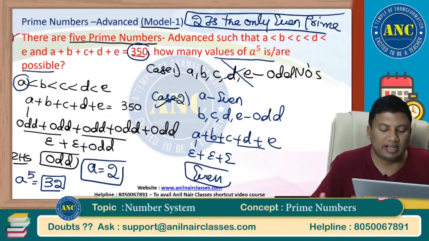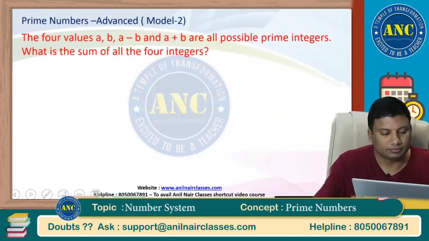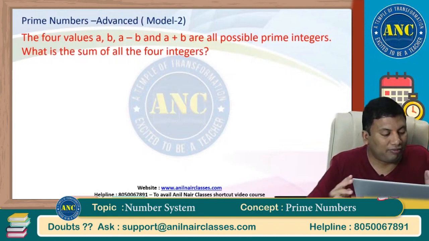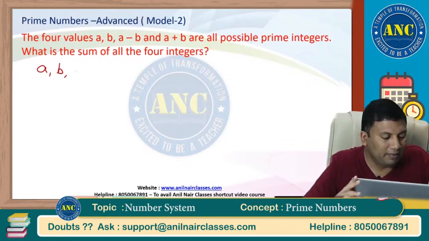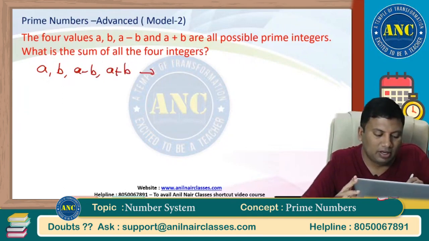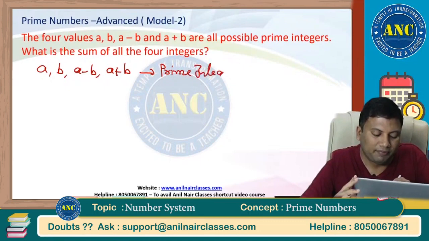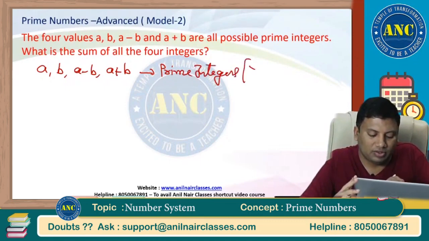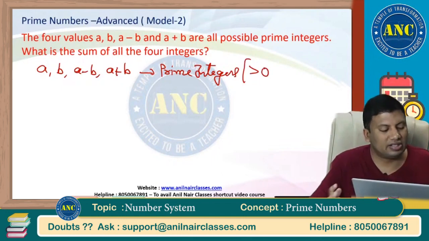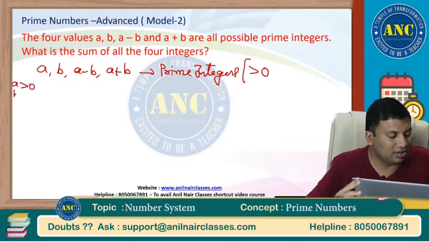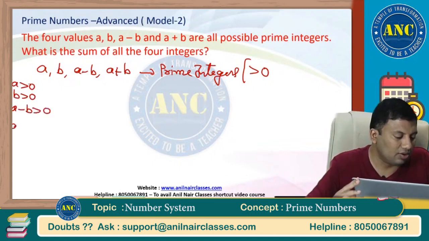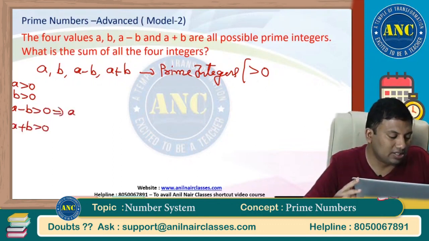Model number 1, it is clear. Next one, model number 2. There are 4 values: A, B, A minus B, A plus B. All are prime integers. A prime number is a subset of natural numbers, so all the values are greater than 0. A greater than 0, B greater than 0, A minus B greater than 0, A plus B greater than 0.